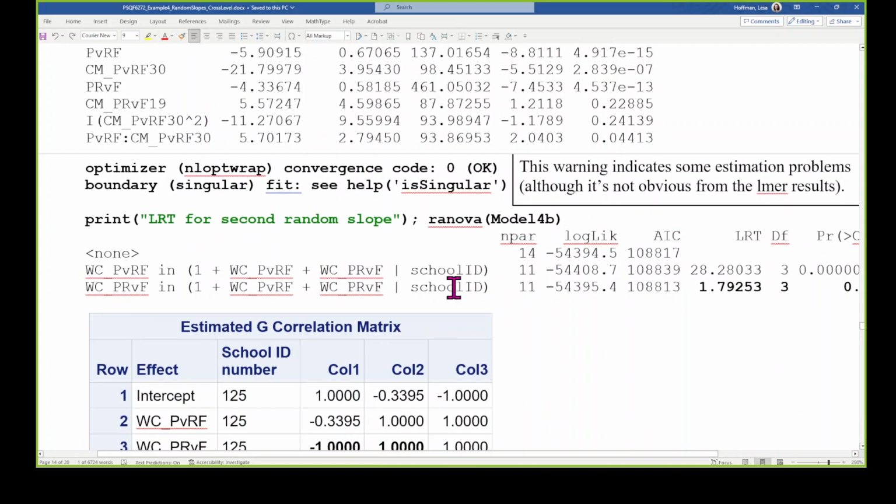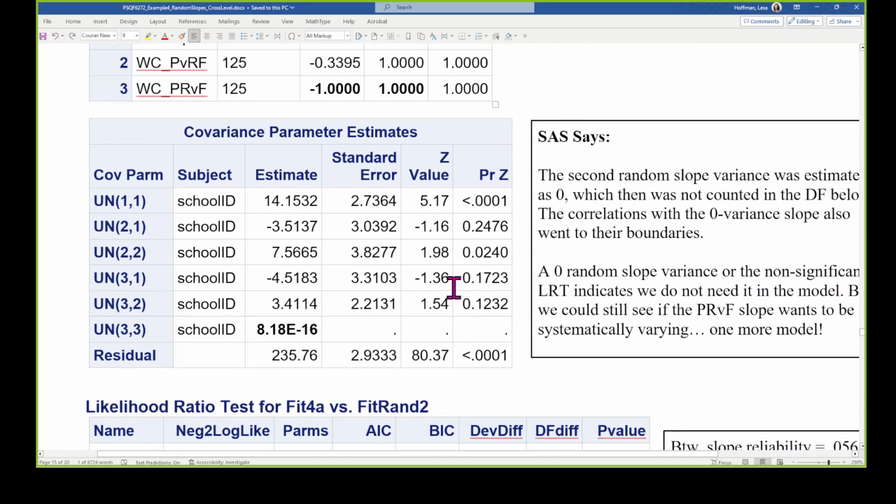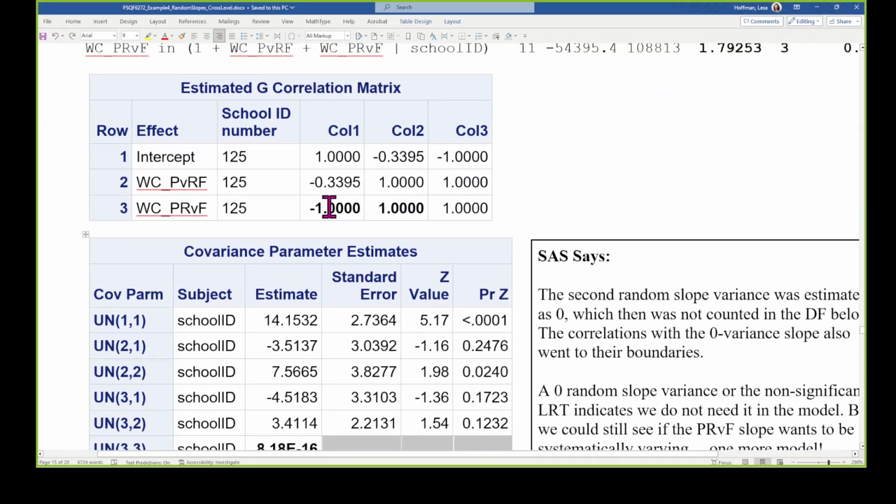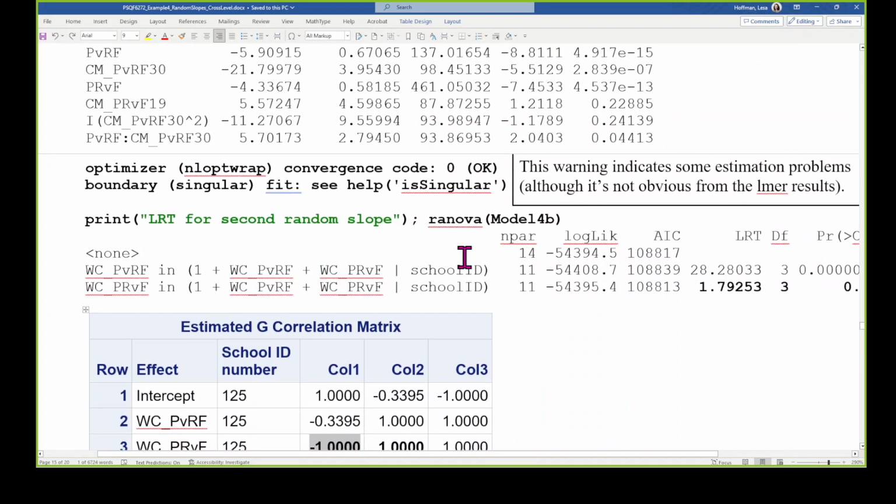For a point of comparison, I have the SAS output, and this is what SAS gave me. So for the new slope variance, dots, again, it doesn't know what it is. It thinks it's 0 to 16 decimal places. And if you look at the correlations among the random effects, the correlation between the two random slopes is 1, and the correlation of the second random slope with the intercept is -1. It's like, I have no idea what this is. So if you start to see this stuff, that means you've probably added too many random things and you need to simplify.